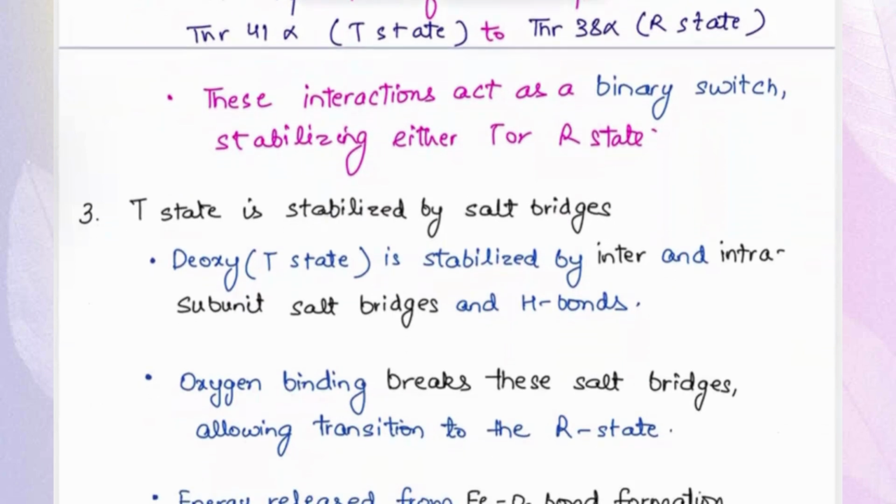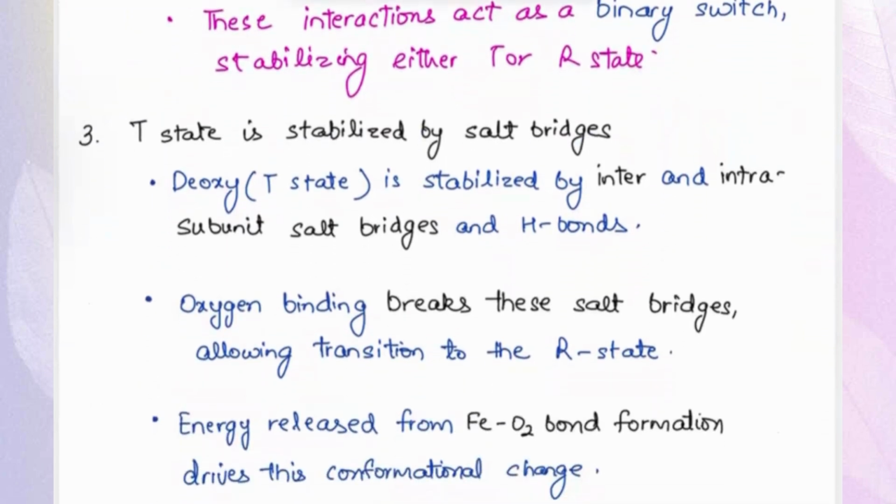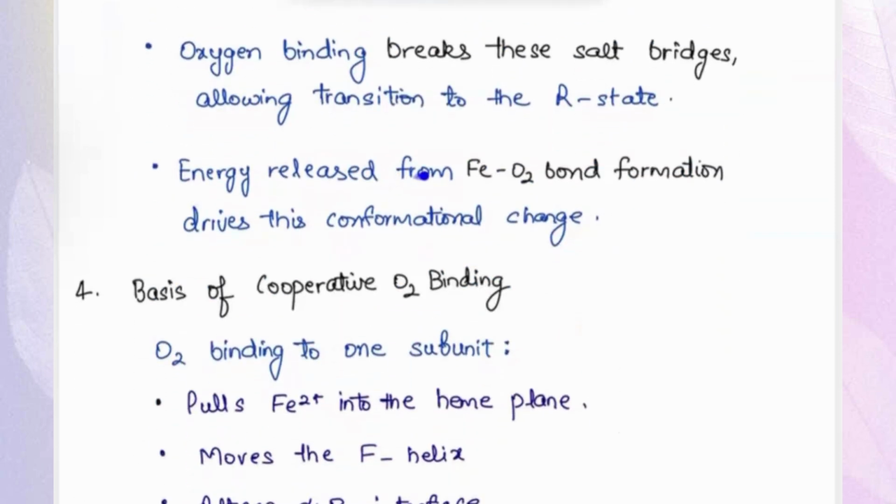The T state is stabilized by salt bridges. The deoxy T state is stabilized by inter and intra subunit salt bridges and hydrogen bonds. And oxygen binding breaks these salt bridges, allowing transition to the R state. Energy released from the Fe-O2 bond formation drives this conformational change.